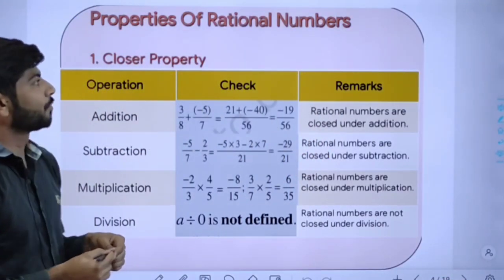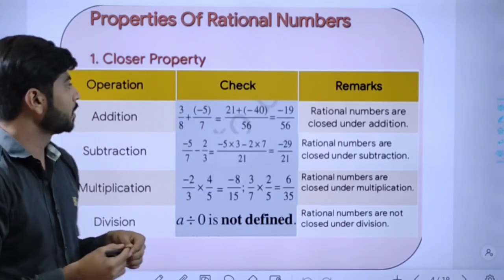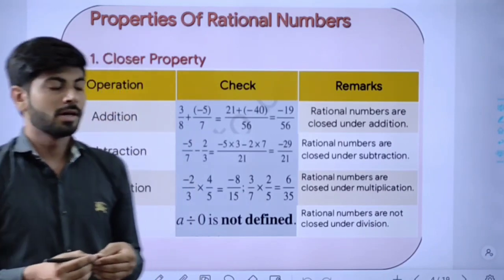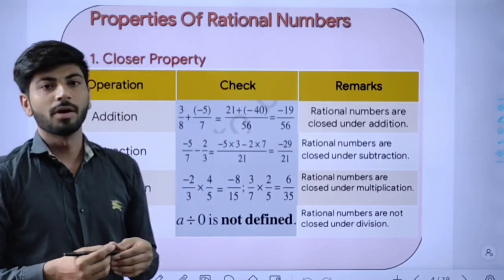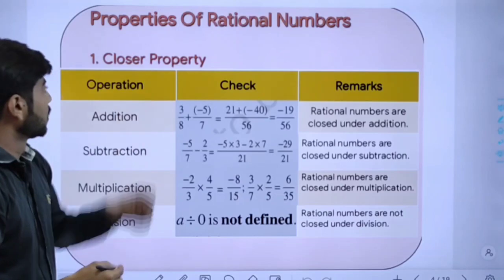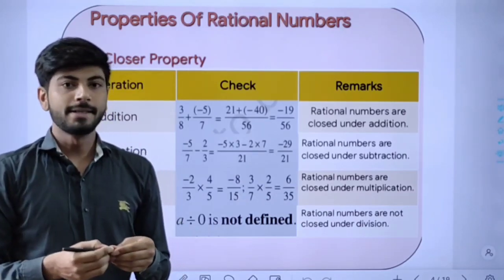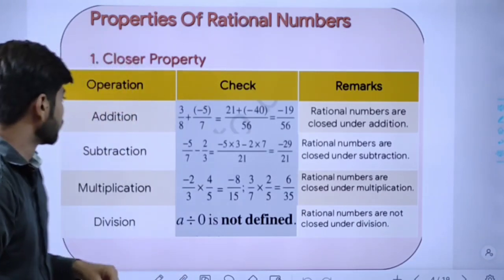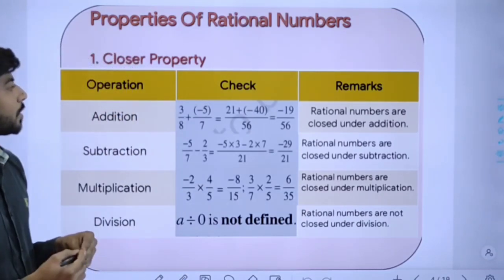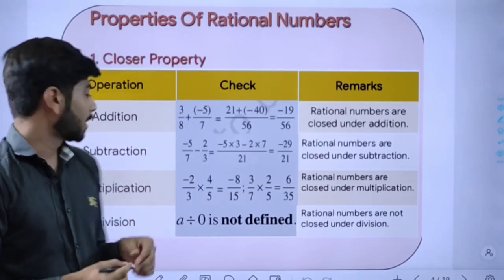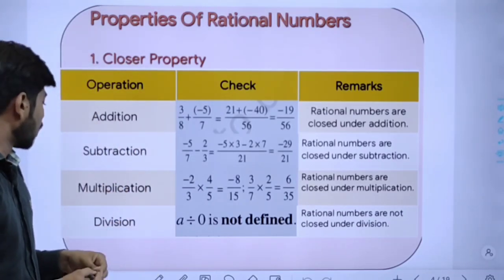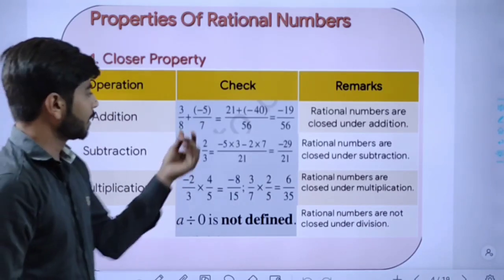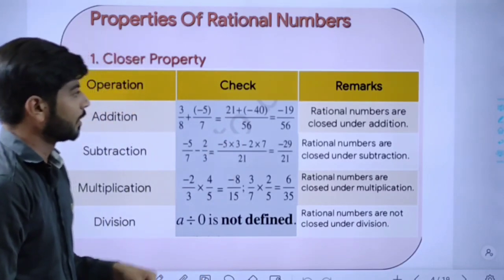Now, properties of rational numbers. So what are the properties of rational numbers? First of all, we will start with the closure property. In 7th standard we have learned about these properties for the integers. Now we will check these properties for the rational numbers. So first of all, the closure property: is it followed in addition, subtraction, multiplication or division? We will check it.